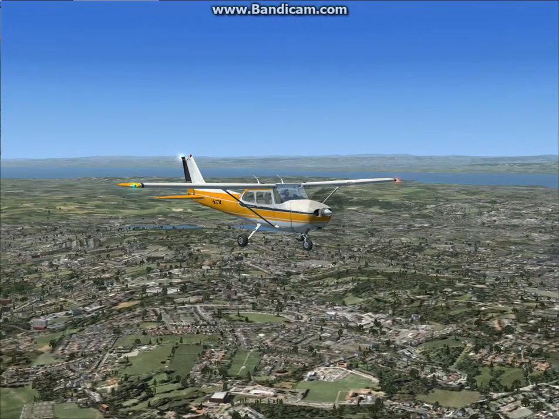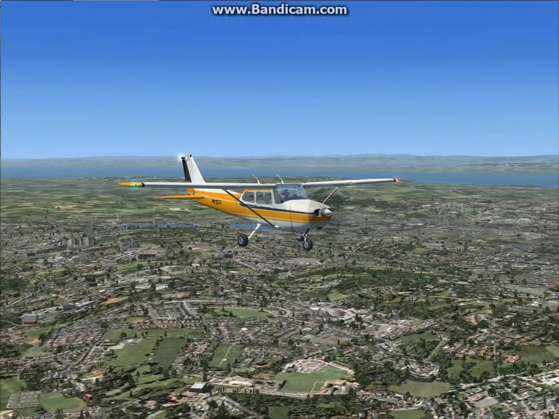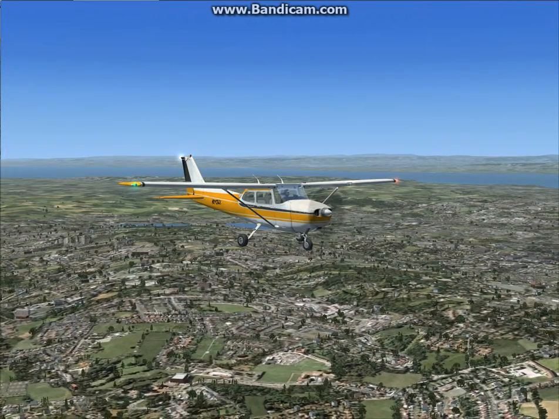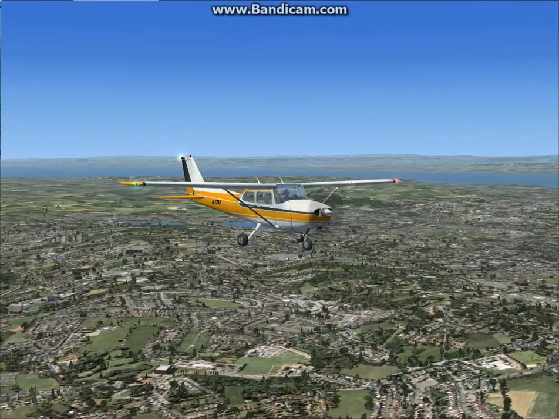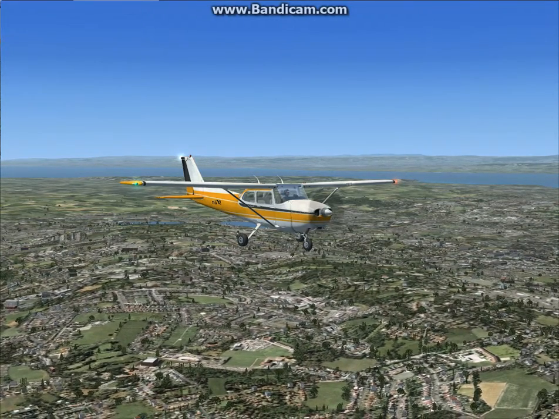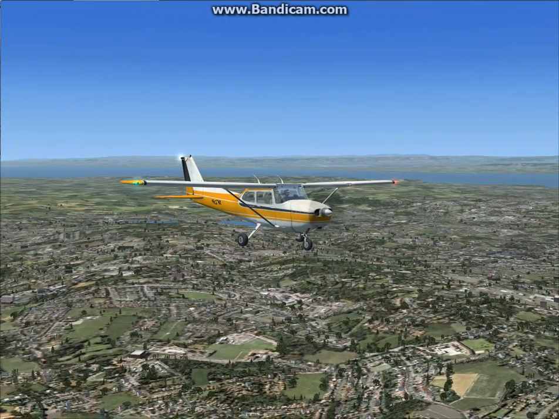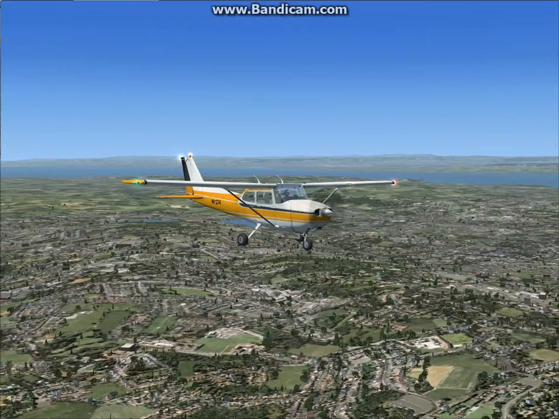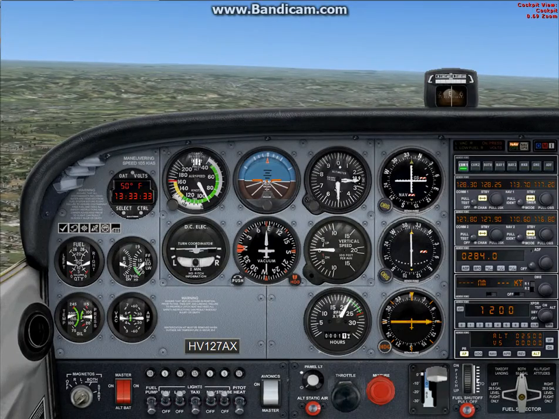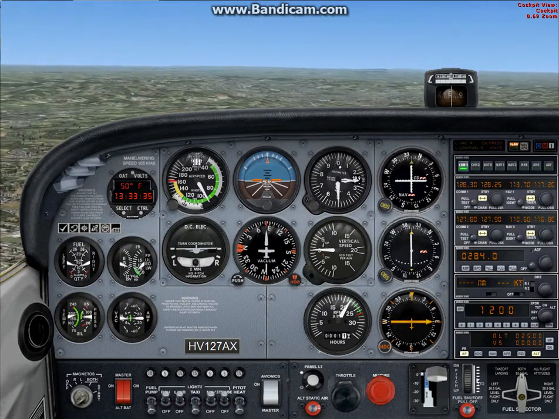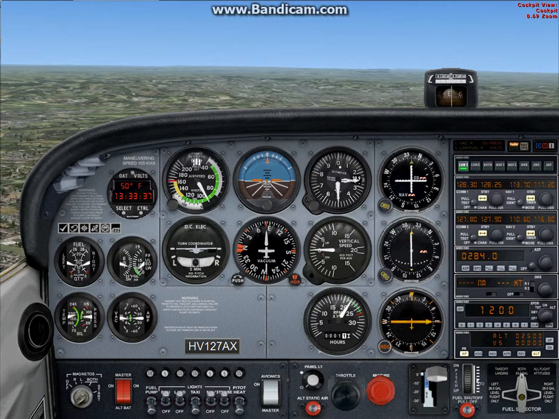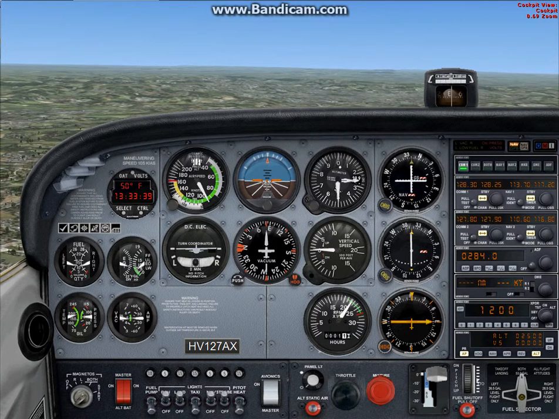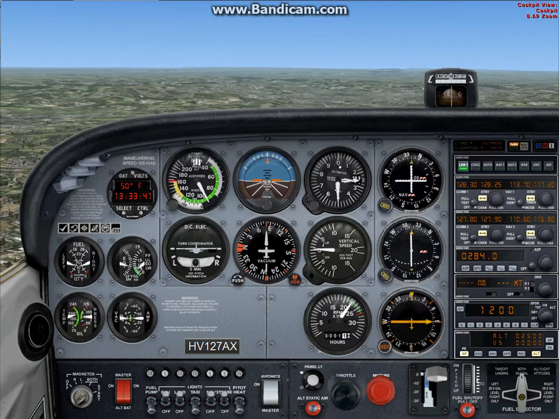In this short video, we're just going to go over briefly the instruments that you're going to be using throughout your pilot training program for the student pilot. As you can see, we're in the Cessna 172 SP, just taken off from Bristol International Airport. So let's have a look inside the cockpit here now. There are several different instruments that you're going to learn throughout your training.